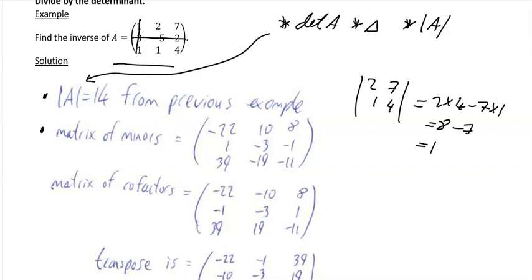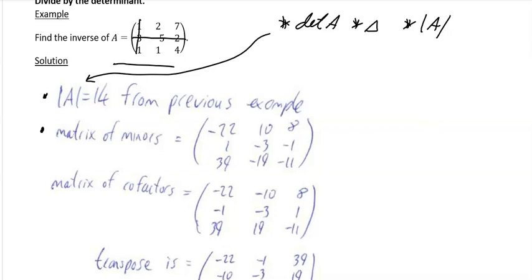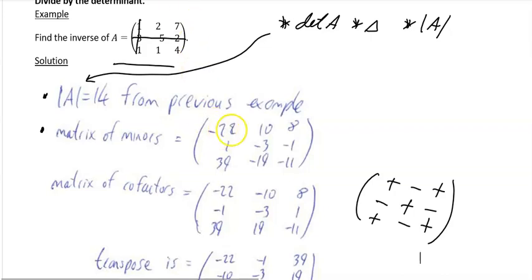Okay, next bit is a matrix of cofactors. The matrix of cofactors is dead easy. All you do is change the signs in the alternating signs pattern. Remember, first one stays the same, second one changes, the third one stays the same, next one changes, next one stays the same, next one changes, next one stays the same, next one changes, and the last one stays the same. So here, first one was minus 22, stays the same. Next one was positive 10, changes to minus 10. Next one was 8, stays. Next one changes. Next one stays the same. Next one changes. Next one stays the same. Next one changes. Next one stays the same.